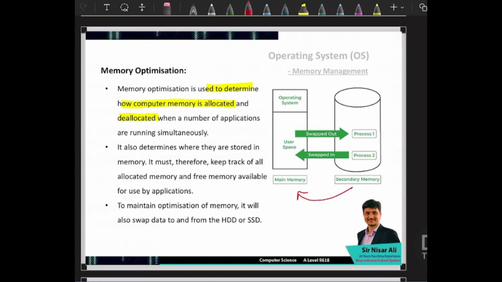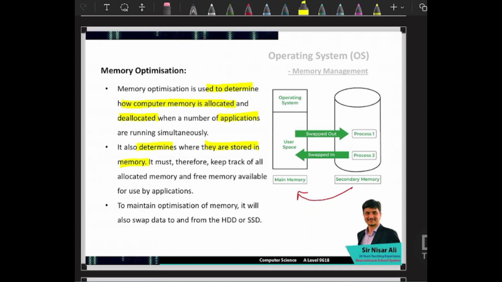तो memory optimization में allocation and deallocation of the memory among various applications is done simultaneously. ठीक है? And it also determines where they are stored in the memory. Memory में भी उसको कौन सी जगह दी जाएगी? The running programs. एक बात याद रखें कि a program in the hard disk drive, when it is loaded into the memory, is called a process. Okay? तो जब program process बनता है, means it is running, तो उसको कौन सी जगह दी जाएगी?